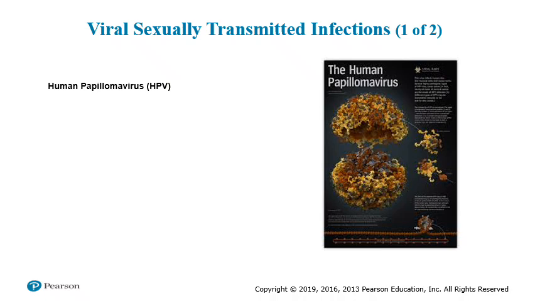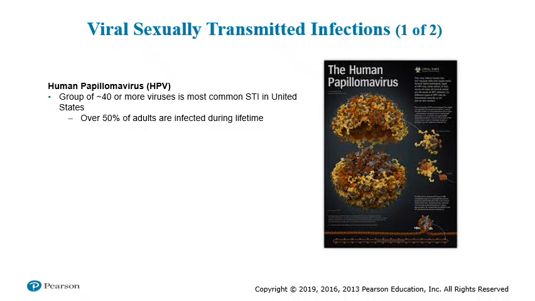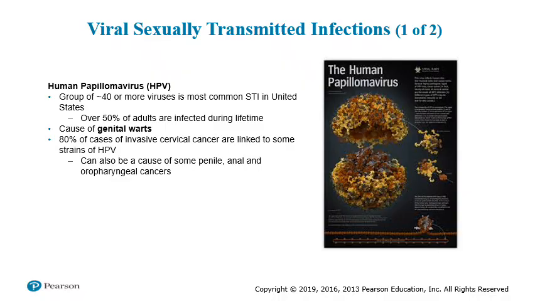And we have the human papilloma virus, the HPV. The human papilloma virus pretty much is the most common STI in the United States, and over 50% of adults are infected during their lifetime. And this is actually the main cause of what we call genital warts, ugly warts that are going to pop up around the human genital area.